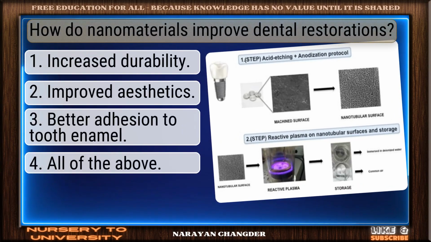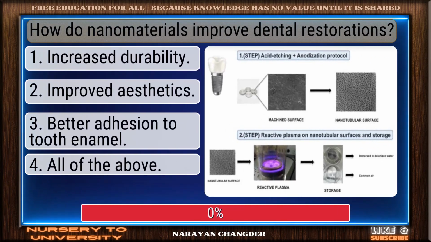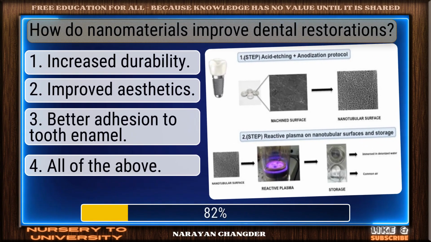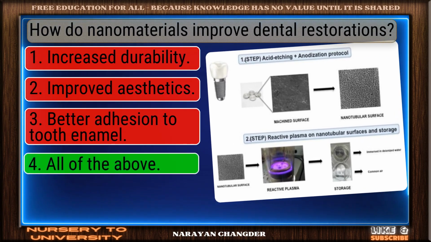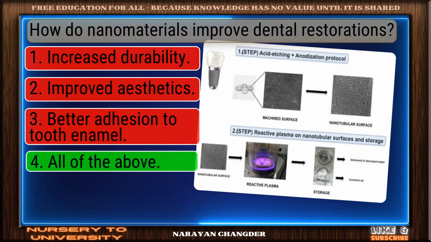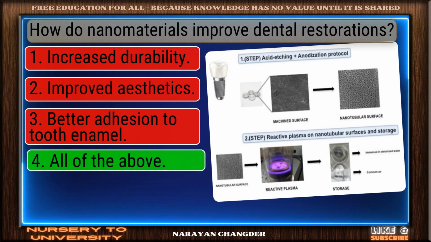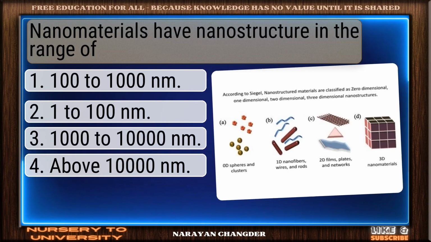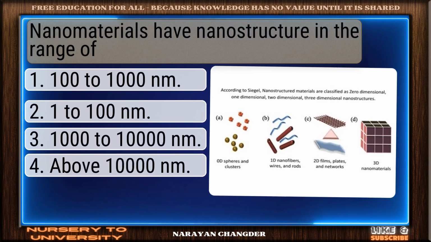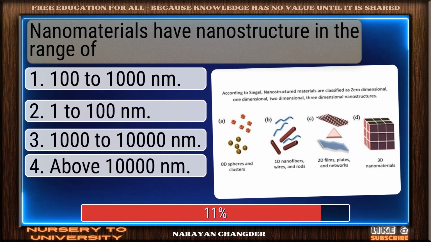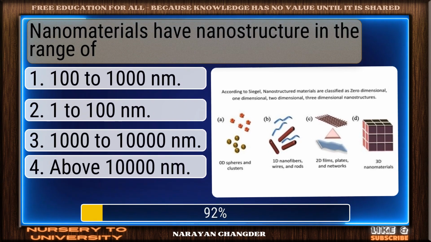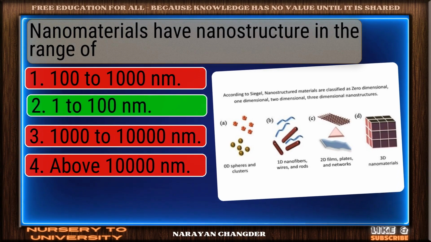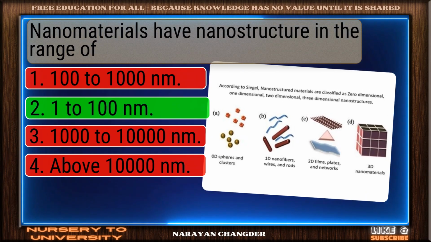How do nanomaterials improve dental restorations? Correct response. All of the above is the most accurate answer. Nanomaterials have nanostructure in the range of... Strong choice. 1 to 100 nm is the right answer.